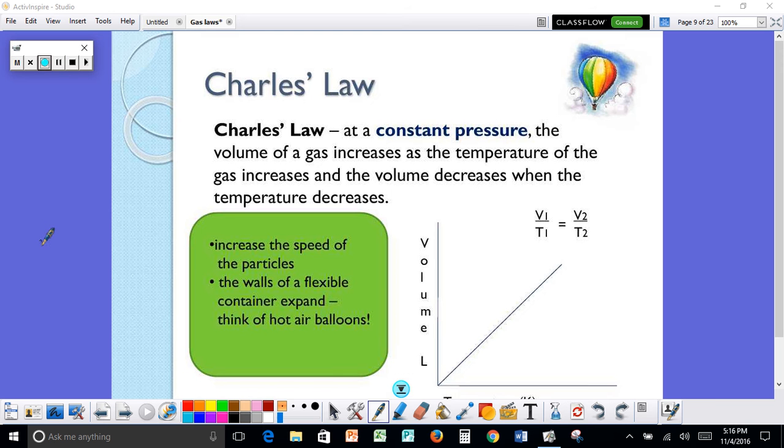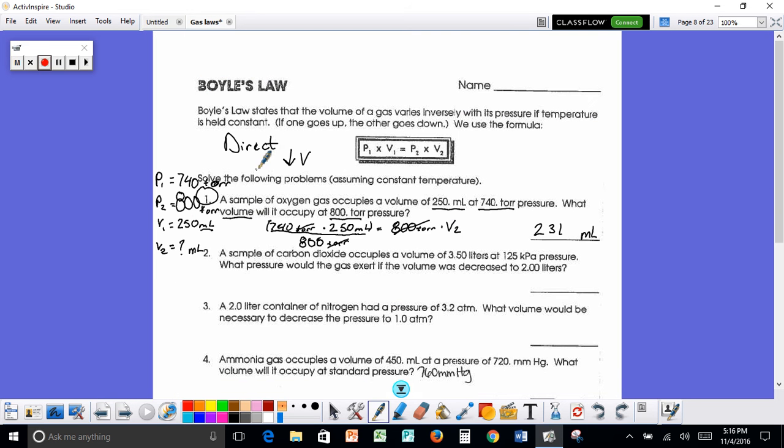Alright, moving on to Charles' law. Now, Charles' law is a relationship between temperature and volume. So when we're looking at temperature and volume, we need to understand the relationship that happens there. This one is a direct relationship. Let me back up and correct a statement real quick. This is not direct, this is inverse.